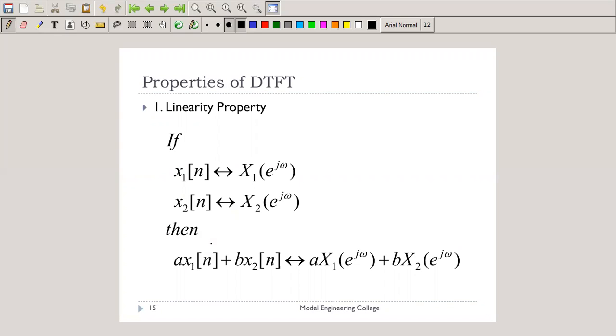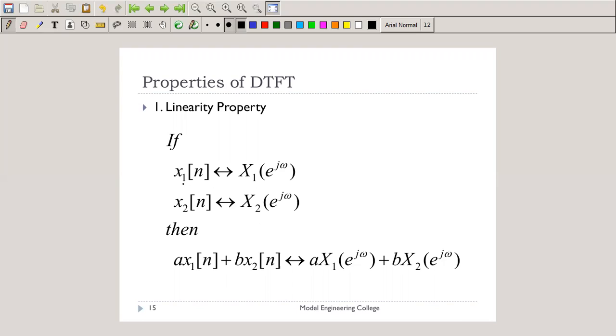And the other properties of discrete time Fourier transform. Basically, the Fourier integral is a Fourier series with a fundamental frequency approaching 0. Therefore, most of the properties of Fourier series apply to this Fourier transform as well. One of those properties is the linearity property, which obeys the superposition principle.